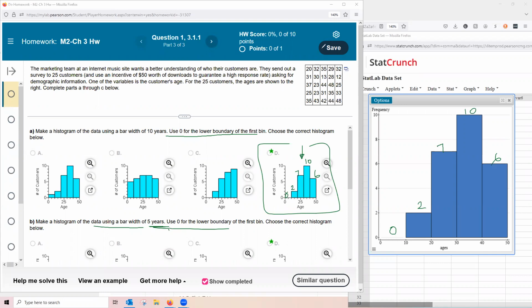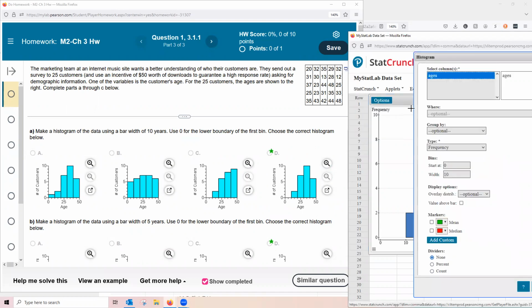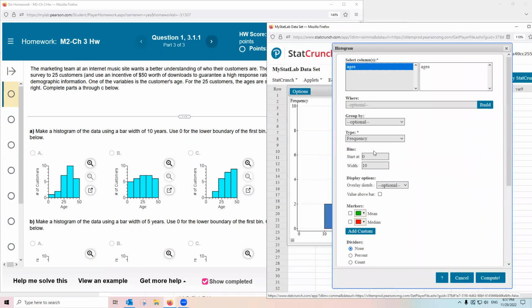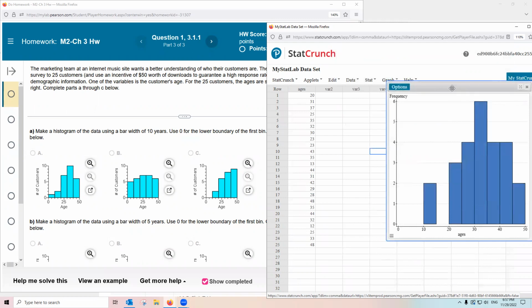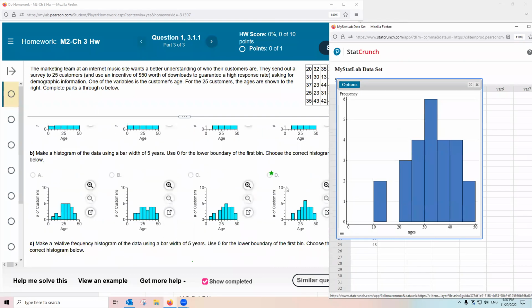Well, let me go back to StatCrunch, and here's a little shortcut. I can just click up here in the options and say edit. That takes me back to the original menu. And now the only thing I'm going to change is the width. Instead of being 10, this part of the question asked me to make it 5, so I'm going to make it 5. All right, and here is my new histogram. Let me go and compare this to the answer choices.